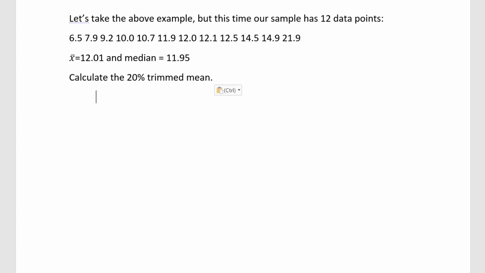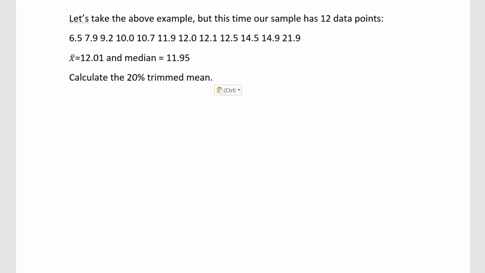Now let's take a look at another example where things aren't so nice. This time we're going to look at 12 data points, and we want to calculate the 20% trimmed mean. Again, we know how to calculate the mean and the median, and this time our data set is already in ordered form, so it's easy to see. The median would be the arithmetic mean of the middle 2 data points, giving us a median of 11.95, where the mean is 12.01.